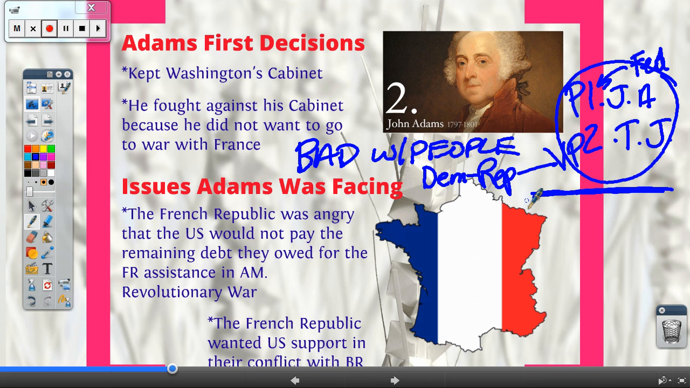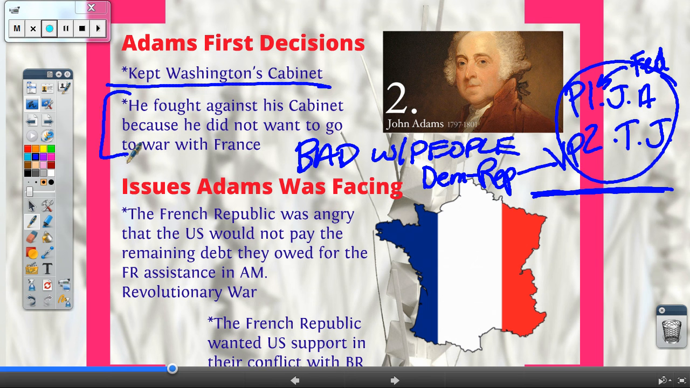Okay, now, what else happens? Adams keeps Washington's cabinet. What that means is he keeps Hamilton as Secretary of Treasury. Keeps Henry Knox as Secretary of War. So whoever is there when Washington leaves is there when John Adams comes in. But did they change that then? Yes. Like all of it? Yes. So you could put new people in. The Constitution allows for that. He chooses to not. Okay?